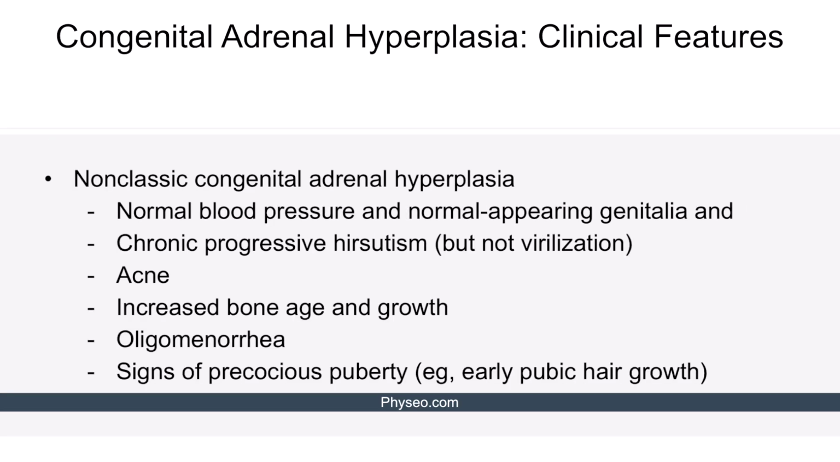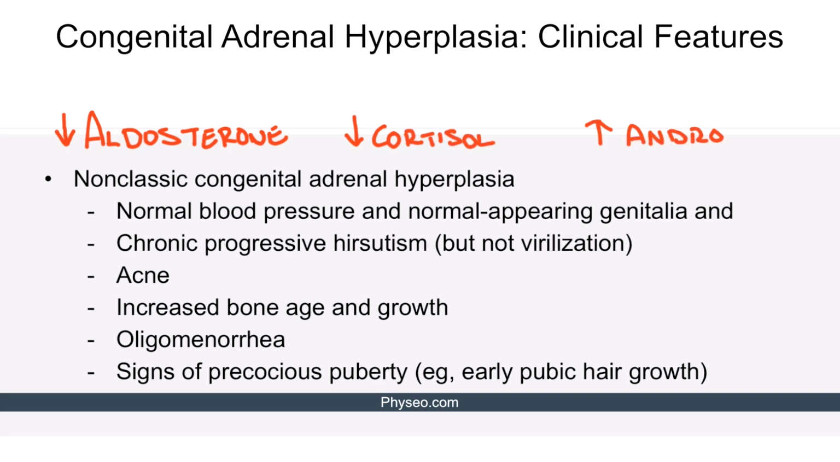In contrast to patients with classic congenital adrenal hyperplasia, patients with the non-classic variant only have a partial deficiency of 21-hydroxylase. This means that these patients still have some aldosterone and cortisol to maintain their blood pressures and only have modestly elevated levels of androgens. For that reason, these patients usually have normal blood pressure and normal appearing genitalia, and instead present with signs of chronic progressive hirsutism rather than full-blown virilization. Notable clinical features include acne, increased bone age and growth, oligomenorrhea, and signs of precocious puberty, such as early pubic hair growth.